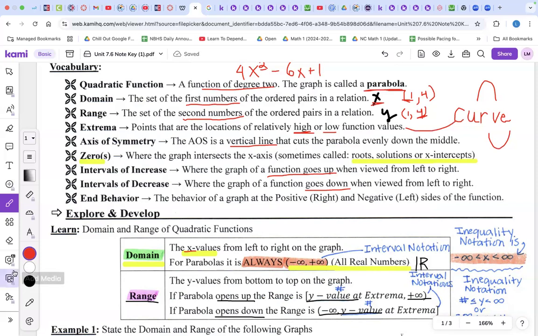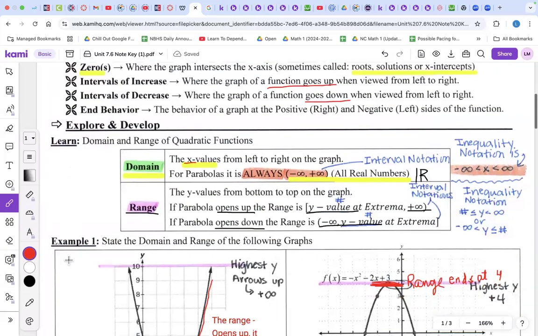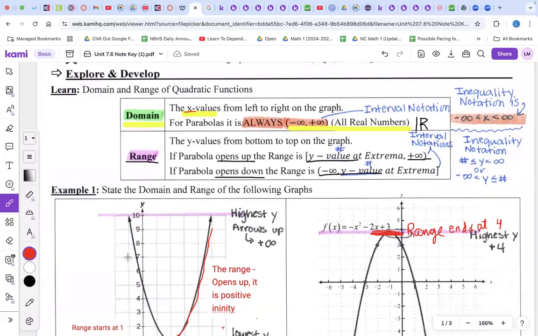What does that mean? That means if we ask you for the domain of this parabola, you're going to look up here and you're going to say, well, the domain is negative infinity, positive infinity. The domain is all real numbers. And the range, well, that has to do with your y. We'll get to that in a minute. Let's talk about domain. Guys, it's very important that you understand this.